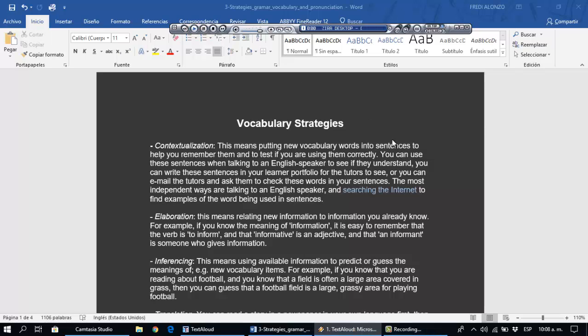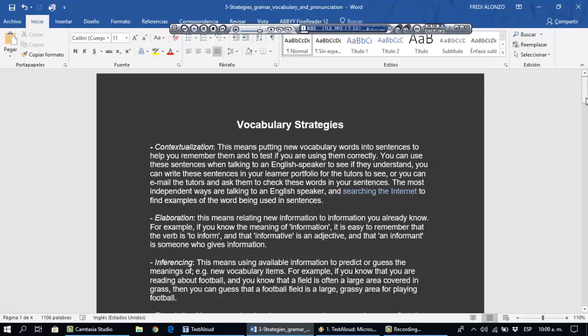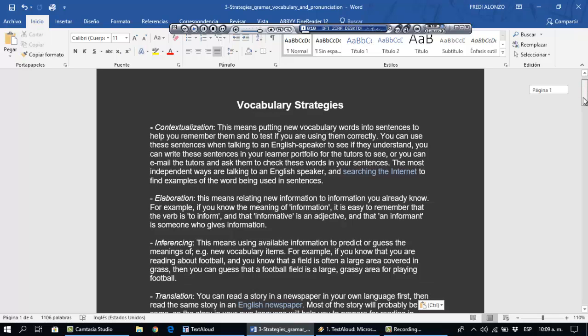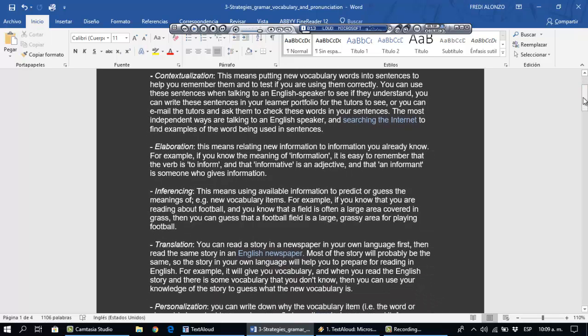Vocabulary strategies. Contextualization. This means putting new vocabulary words into sentences to help you remember them and to test if you are using them correctly. You can use these sentences when talking to an English speaker to see if they understand. You can write these sentences in your learner portfolio for the tutors to see, or you can email the tutors and ask them to check these words in your sentences.